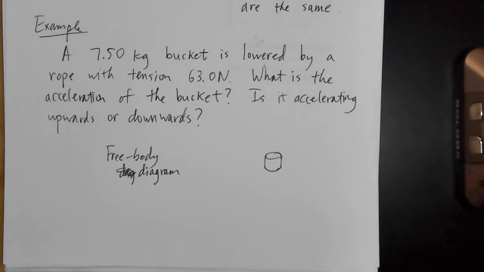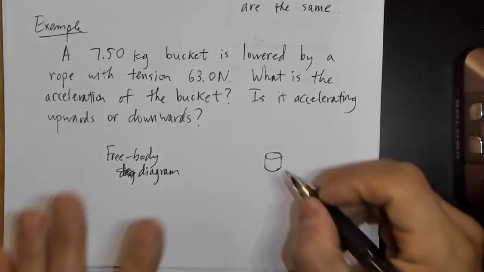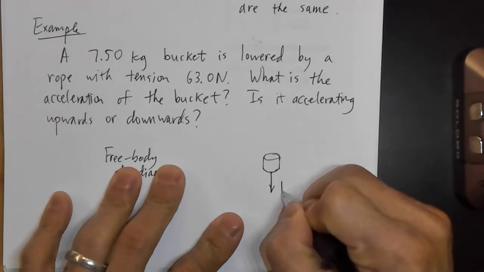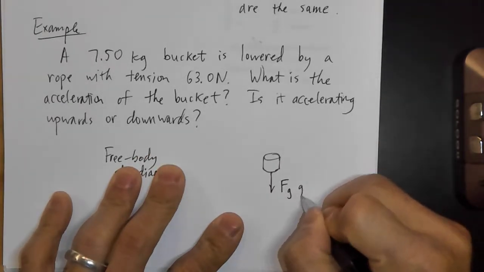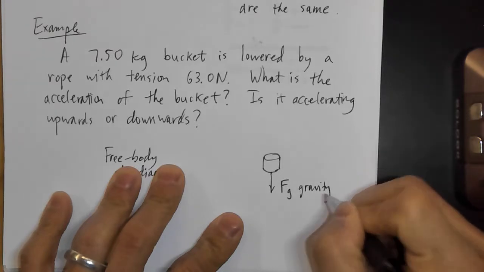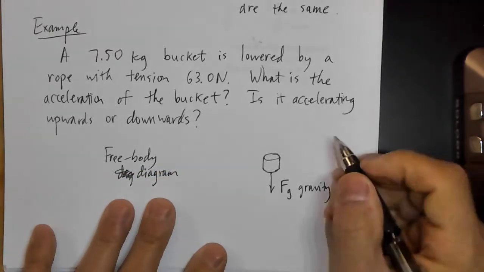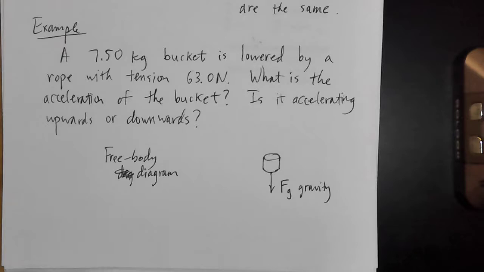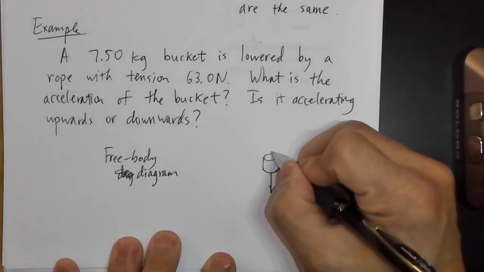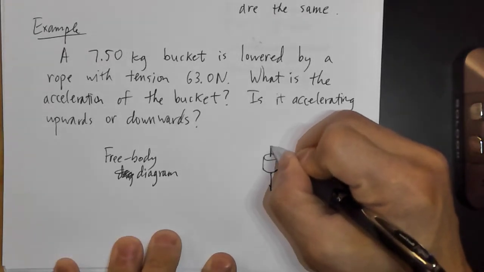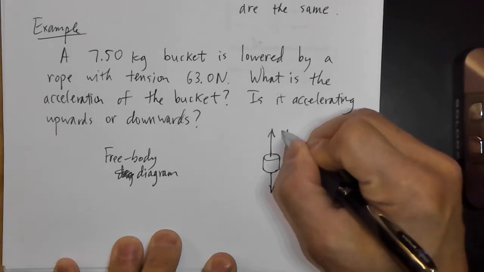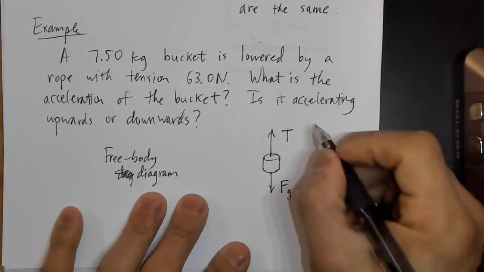So somebody tell me, what's one force acting on the bucket? Gravity. Which way does it point? Down. Okay, so we'll have force of gravity, Fg. Okay? And what's another force? Yeah, tension of the string, or the rope, whatever it is. I said a rope, so I have some tension. I don't really know which one is bigger. Let's just call it T, that's the tension.